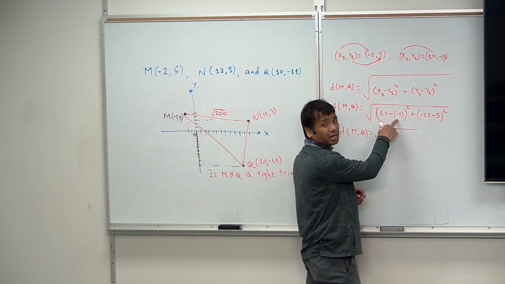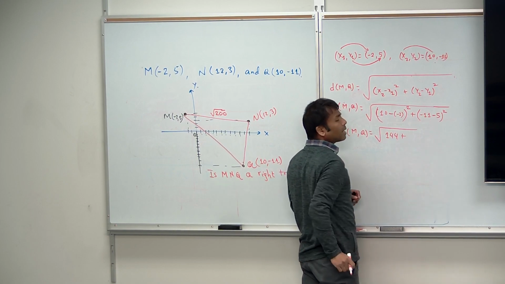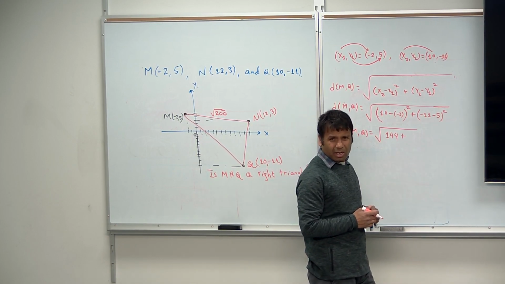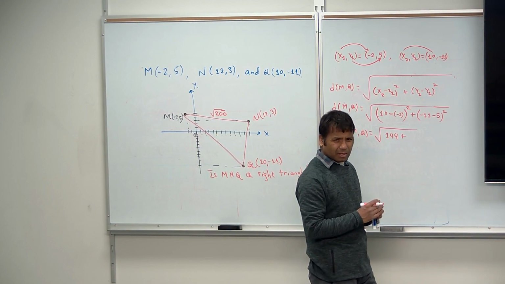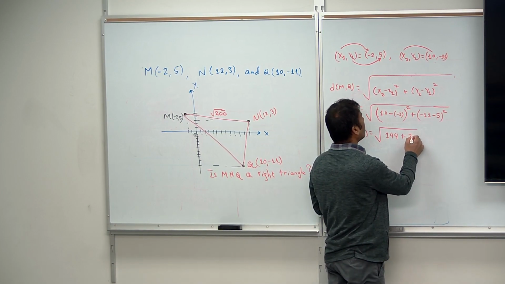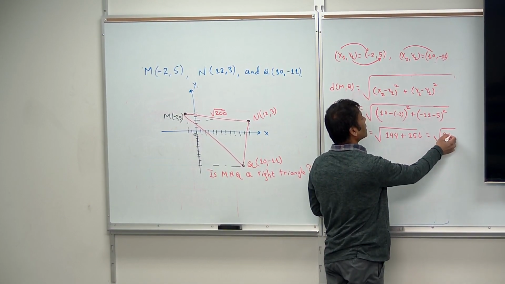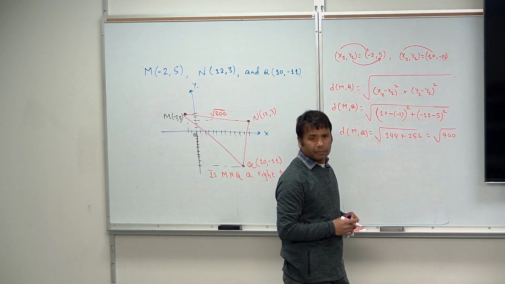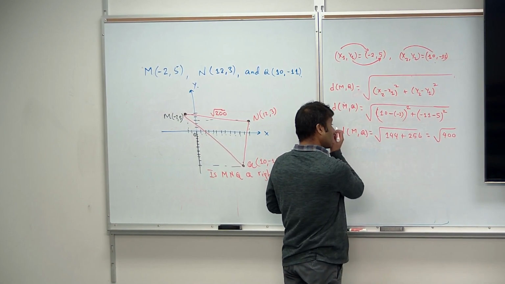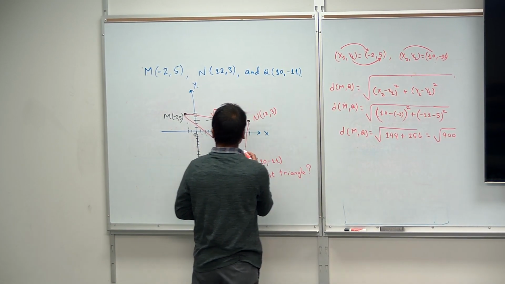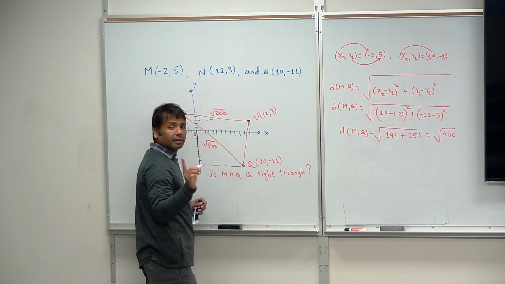So the distance between M and Q is the radical. 10 plus 2 is 12. So 12 squared is 144, plus negative 11 minus 5, which is negative 16, and negative 16 squared is going to be 256. Okay, so that would be the radical of 144 plus 256. What is that? Radical 400. So you got this radical 400. So MQ is radical 400. See that?